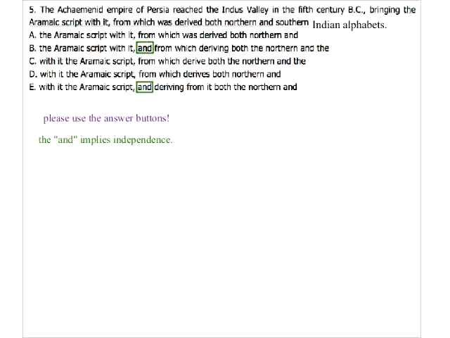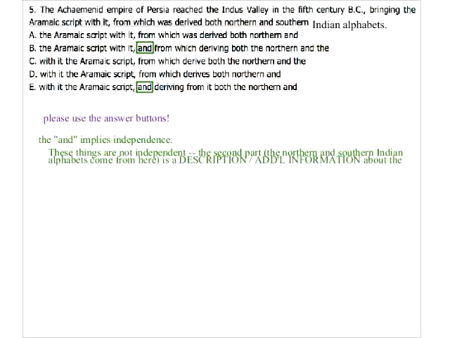Because the second part, the northern and southern Indian alphabets come from here, is a description or additional information about the Aramaic script. So therefore, AND doesn't make sense. That's one way in which you can eliminate these.